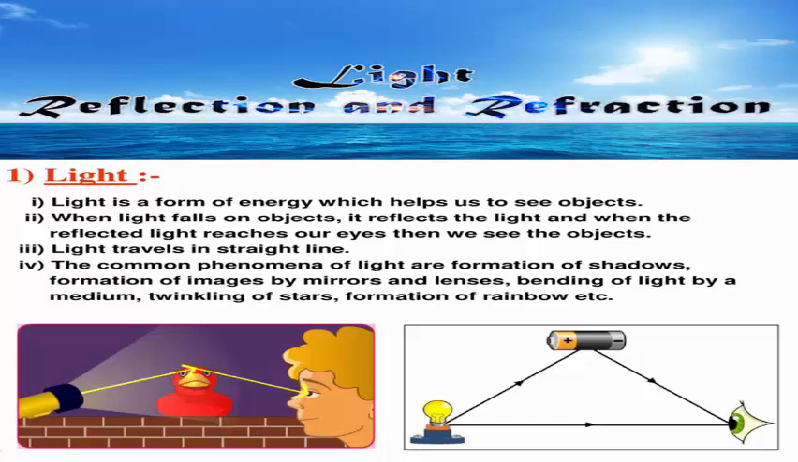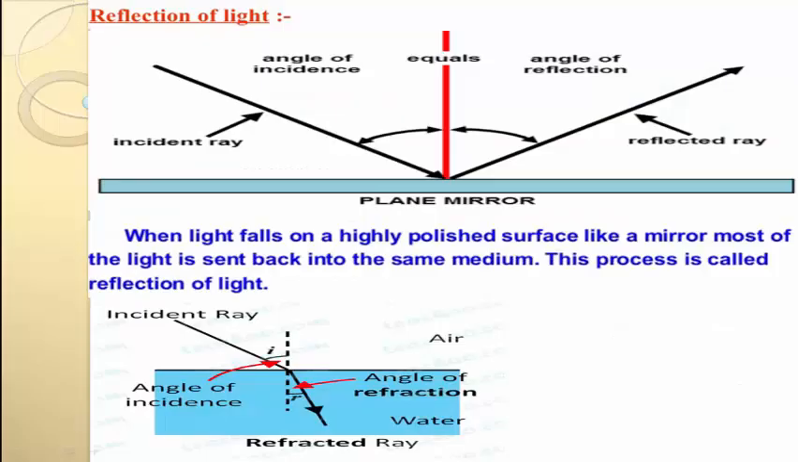We try to understand in this chapter the reflection of light by spherical mirrors and refraction of light and their applications in real life situations. When light falls on a surface, the following may happen. Reflection takes place, or refraction takes place, or absorption takes place.